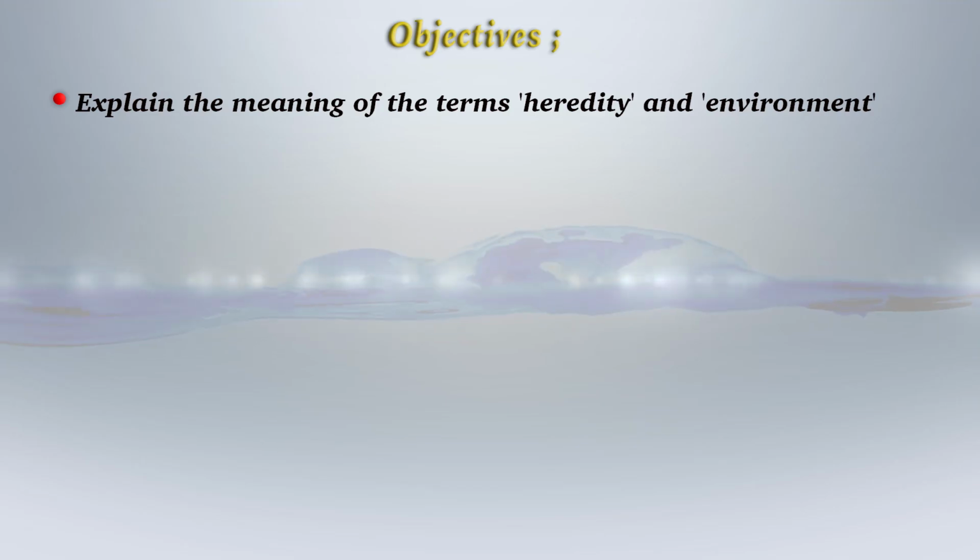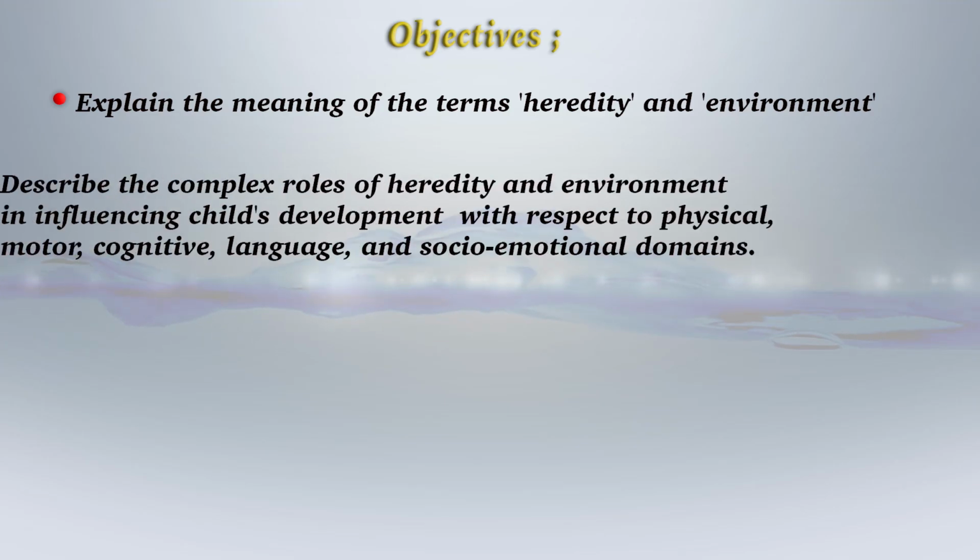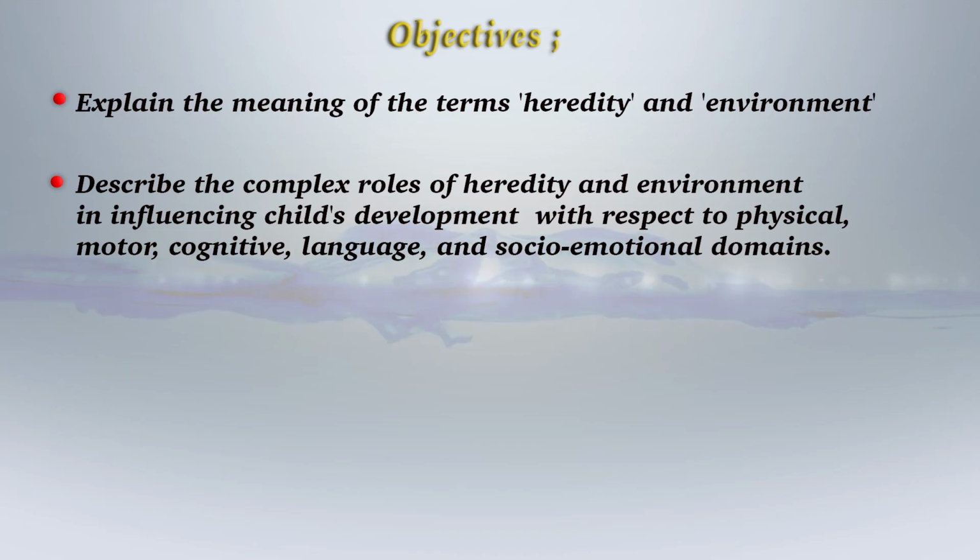After this talk, you will be able to explain the meaning of the terms heredity and environment and describe the complex roles of heredity and environment in influencing children's development with respect to the various domains, that is physical domain, motor, cognitive, language and socio-emotional domains. We have learnt about what the meaning is of these particular domains, and today we shall see how heredity and environment influences the development of the young child.